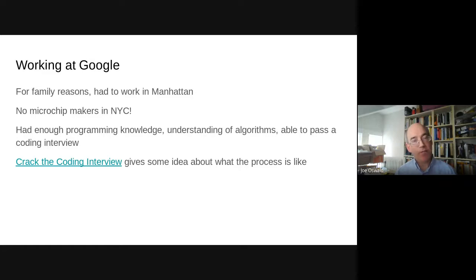But I had enough programming knowledge and enough understanding of algorithms from my past work that I was able to pass the coding interview. And if I had to describe it, I would say that Cracking the Coding Interview is a good introduction and gives some idea about what the process is like. Essentially, people try to ask programming questions that you can answer in 45 minutes or an hour, and be able to give the interviewer some idea that you know how to get problems solved with a computer.